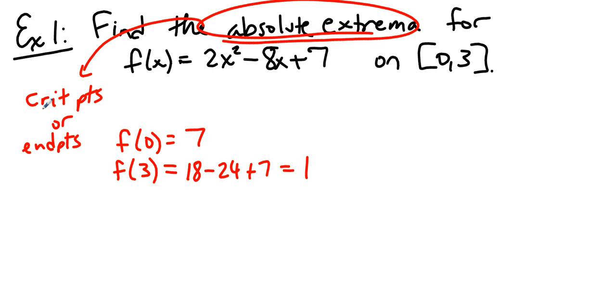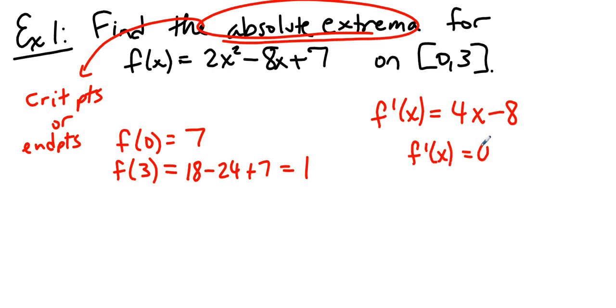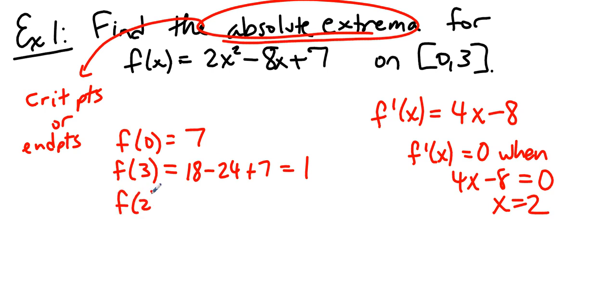So the critical points, that's a doozy. Critical points are places where the derivative is 0 or undefined. This is always defined. So f prime of x is 0 when 4x minus 8 is 0. That means that x is 2. Endpoints we've already covered. Critical point, when x is 2, that's 8 minus 16 plus 7, which is -1.